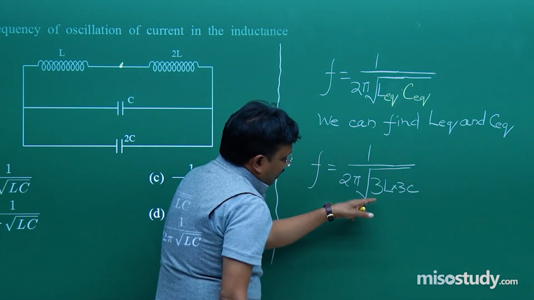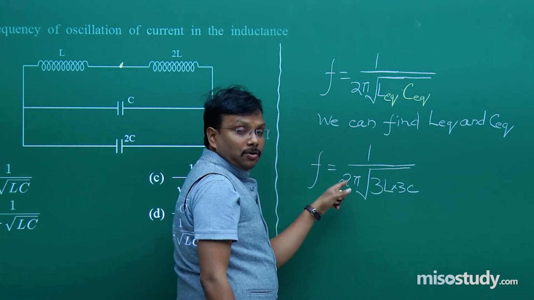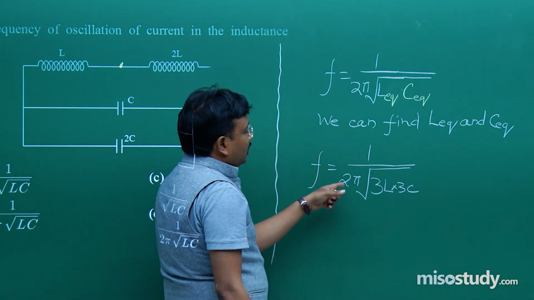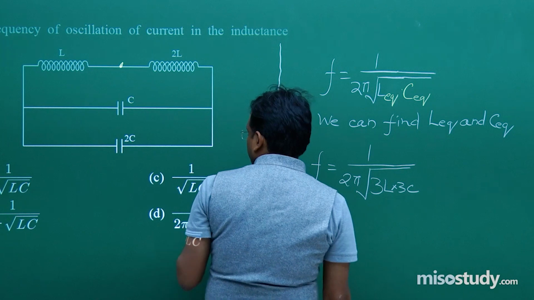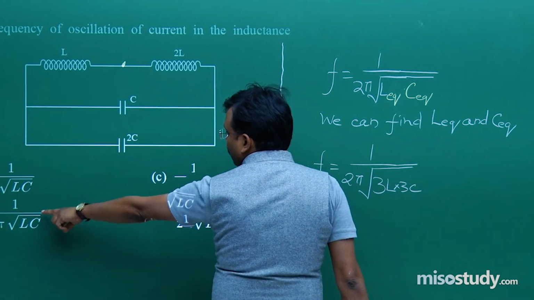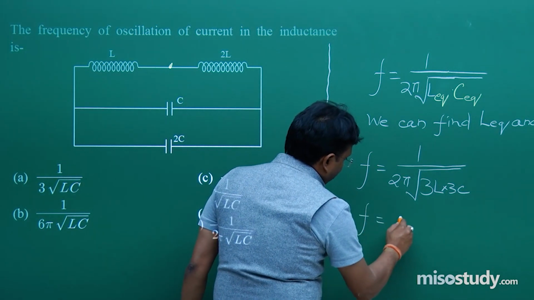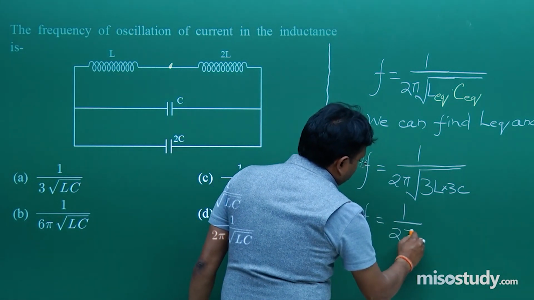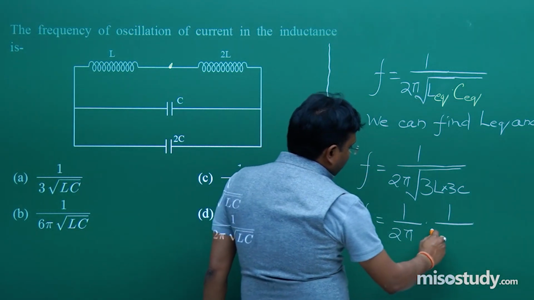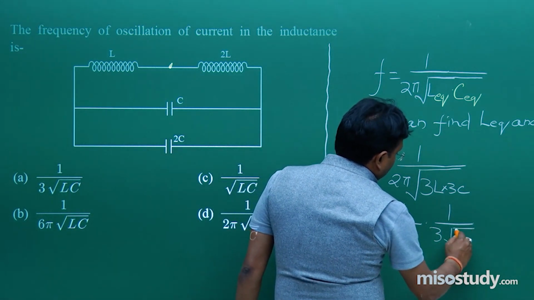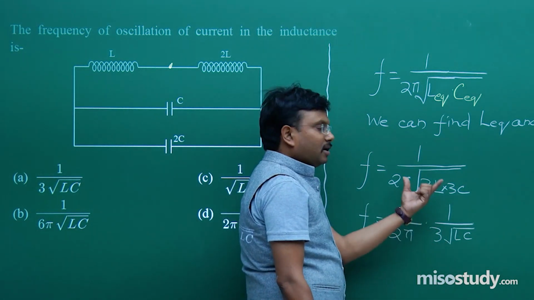Okay, 3L into 3C, 3 3s are 9. Take out, so it's going to be 3. 3 into 2, 6 pi. So what will be your correct answer from here? Correct answer is B, 1 upon 6 pi under root LC. So f is equal to 1 upon 2 pi into 1 upon 3 root LC. So you can write it 3 to the 6 pi like this or in this fashion.